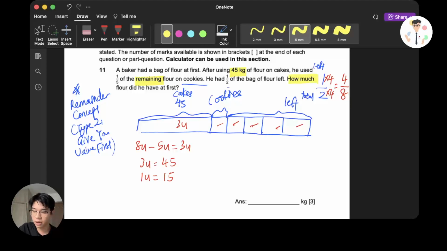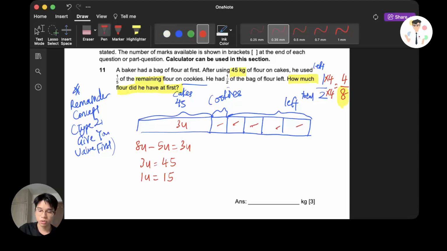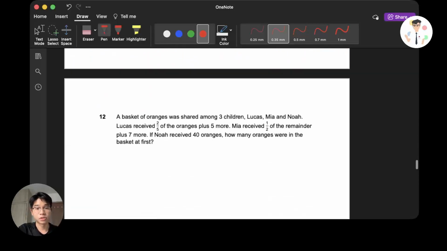Now here it says, how much flour did he have at first? I know at first means it's the total, right? Total is how many units? 8 units. So if 1 unit is 15, 8 units is 15 times 8, which is 120. Okay, simple. So I think this is not very difficult. This is something that you have tried before, right? Now let's move on to question number 12.